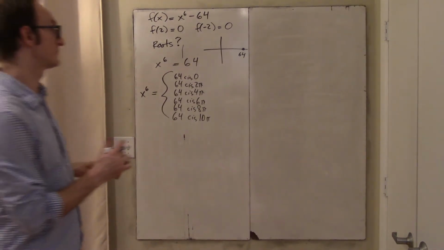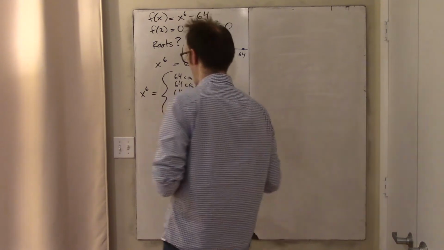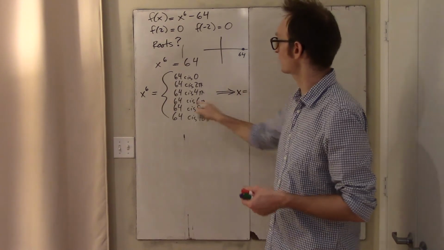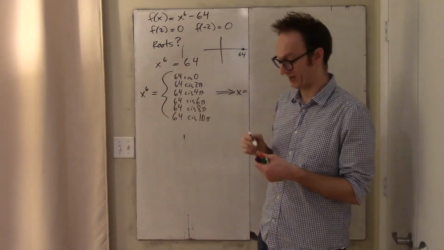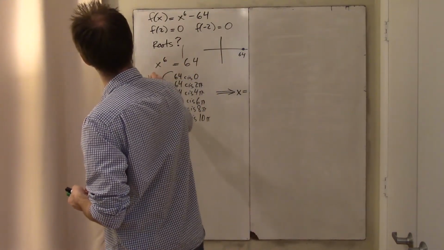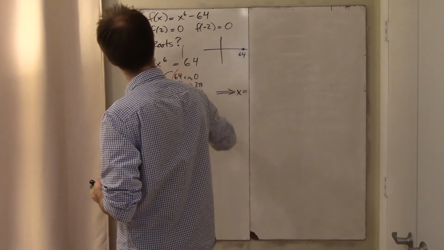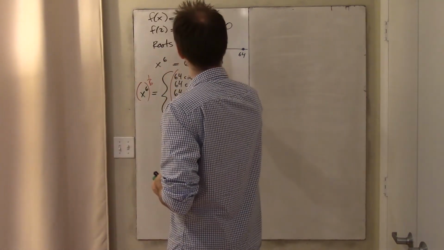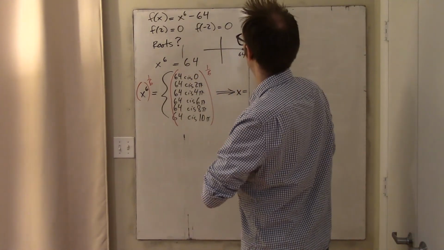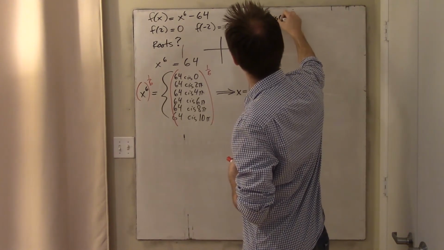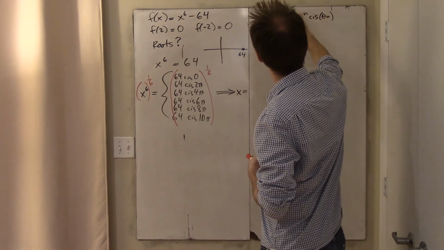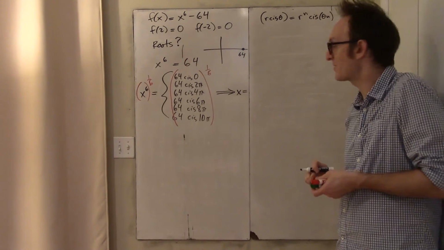Okay, so having done that, I can now apply DeMoivre's theorem, and I can write x by raising both sides to the 1/6th power, basically. So you raise x to the 6th to the 1/6th, and you raise all of this to the 1/6th. And when you do that, you have DeMoivre's theorem, which says that r cis theta to the n is r to the n cis theta n. And so 64 to the 1/6th power is just 2.